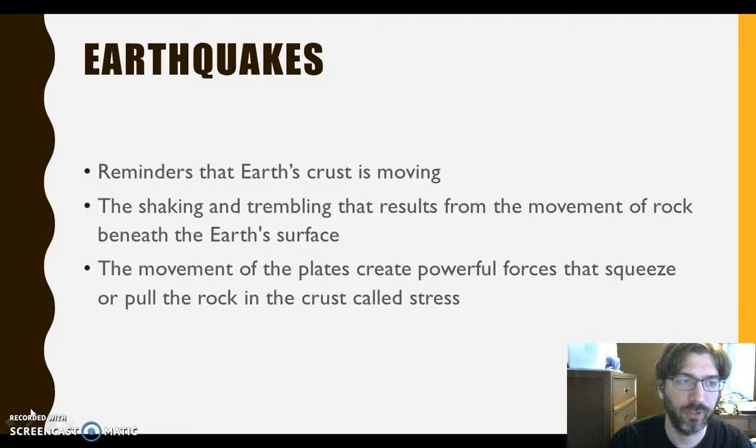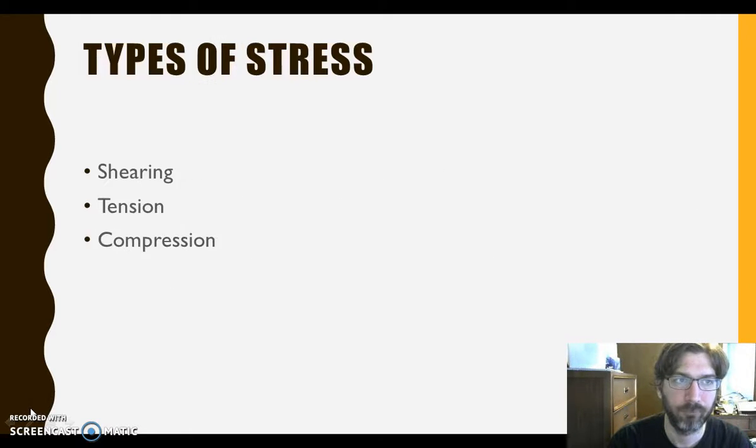Before we get into that, just a quick reminder that Earth's crust is always moving, as we looked at in Chapter 1. The shaking and trembling is the result of this movement beneath the Earth's surface. The movement of plates creates powerful forces that squeeze and pull rock, and basically it causes crust stress, and all those little cracking and moving you get as a result is your earthquake.